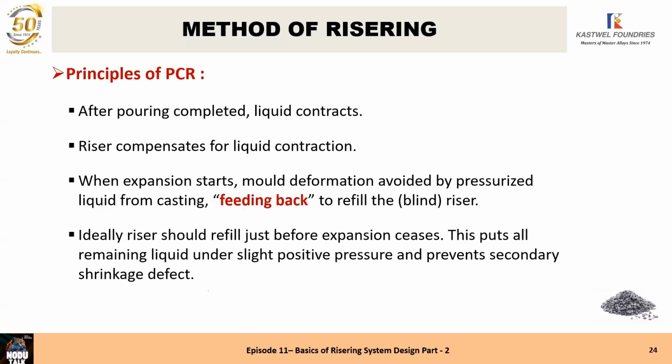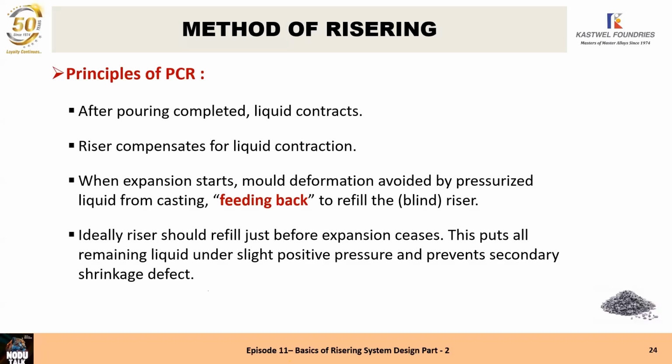What are the principles of pressure control risering? Let us imagine now you have, after pouring is completed, there is a drop of metal temperature till it reaches a solidification temperature. Whenever the temperature drops of liquid, the liquid contracts. So liquid reduces in volume. So the first tendency of the liquid metal after pouring the mold is to contract in the mold till it reaches a solidification temperature. So after pouring is completed, the liquid contracts.